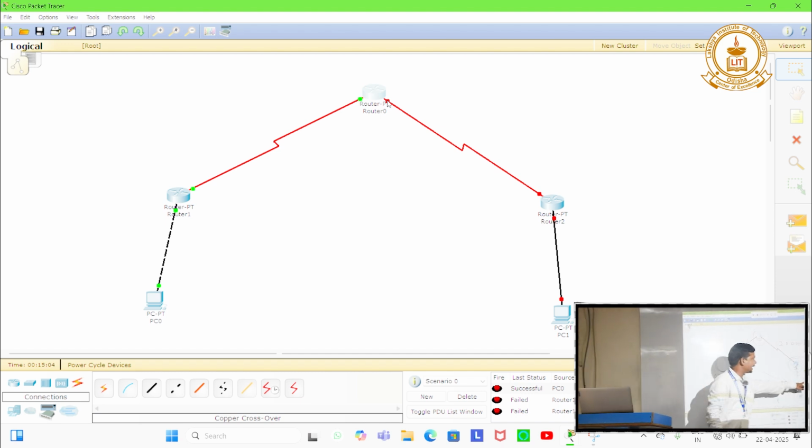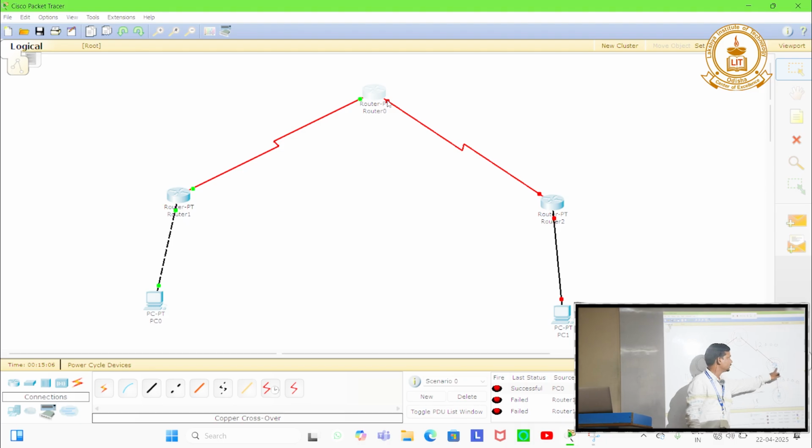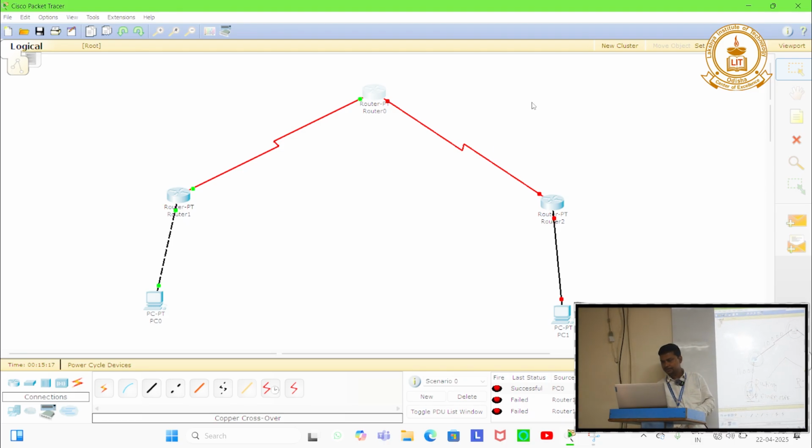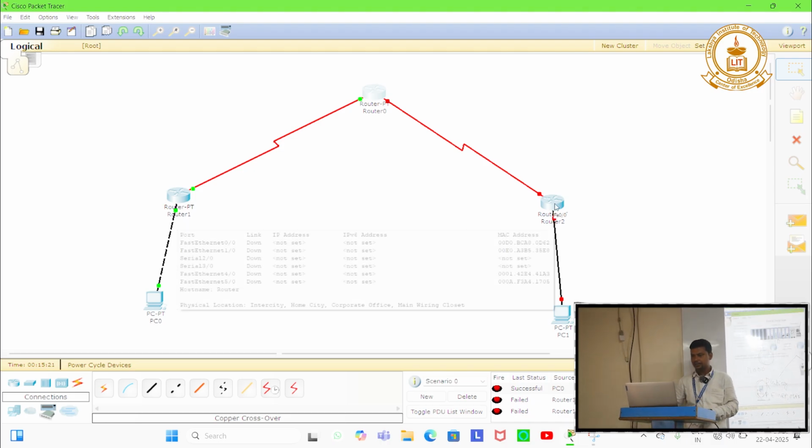Simple, this is your 13.0.0.0 network. So the default gateway is what? 13.0.0.1, and this address is 13.0.0.2. So we are configuring this port. This port is interface FastEthernet 0/0.